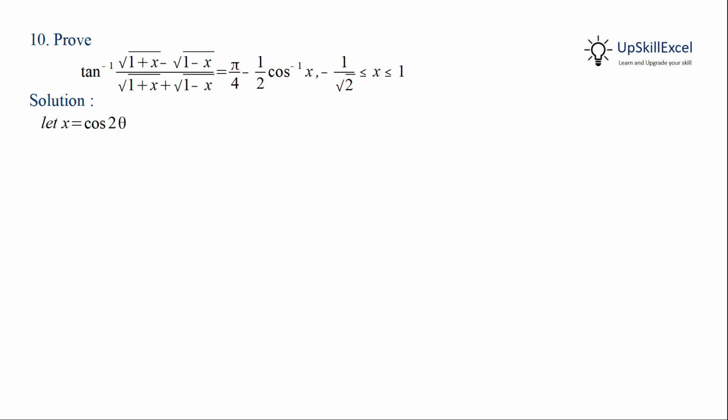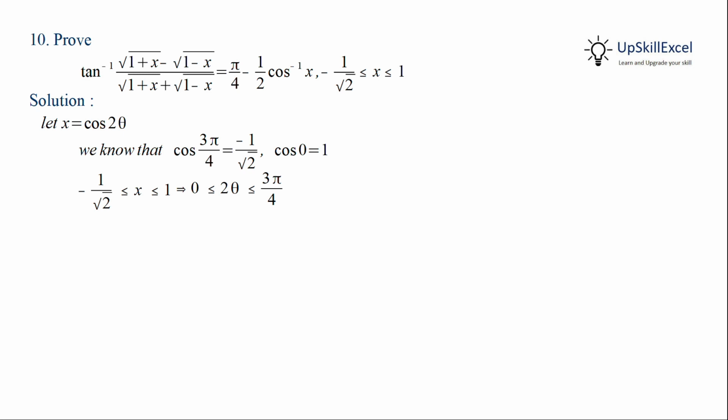Now we know that cos 3 pi by 4 is equal to minus 1 by root 2 and cos 0 is equal to 1. So the domain of x, which is minus 1 by root 2 to 1, can be written in terms of 2 theta as 0 less than equal to 2 theta less than equal to 3 pi by 4, or 0 less than equal to theta less than equal to 3 pi by 8.